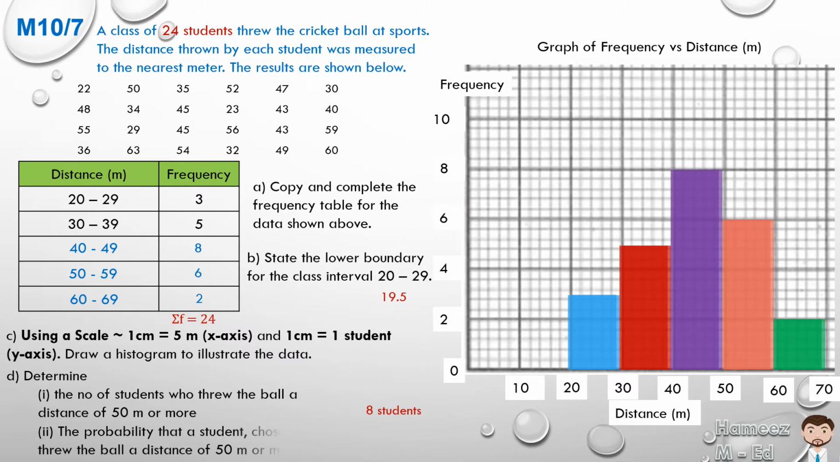The probability that a student chosen at random threw the ball a distance of 50 meters or more. Probability means to say that we're taking the same 8 students and we're converting it to a fraction. 8 out of the total number of students, which was 24.